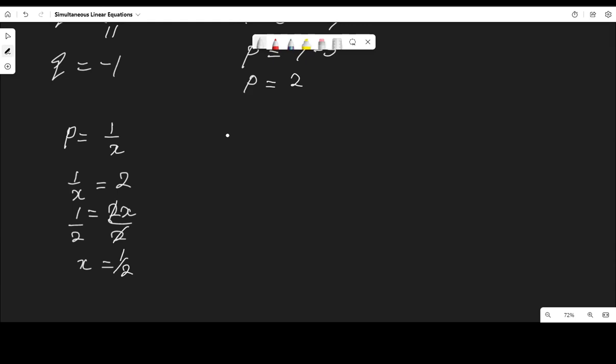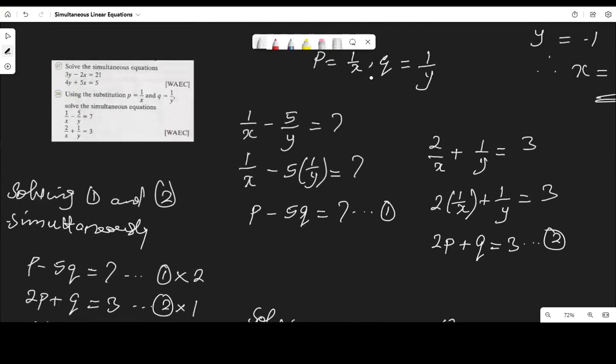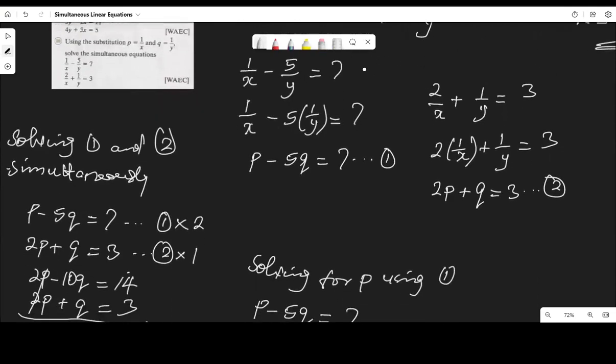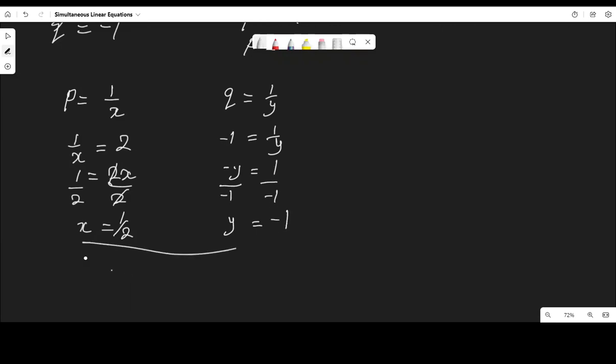I will do the same thing for q. The relationship between q and y is that q is 1 over y, and q is negative 1, so negative 1 is equal to 1 over y. Cross multiply, that means negative y is equal to 1. Dividing both sides by negative 1, y is equal to 1 divided by negative 1, which is negative 1. Therefore, our final answer is x equal to half, y is negative 1.